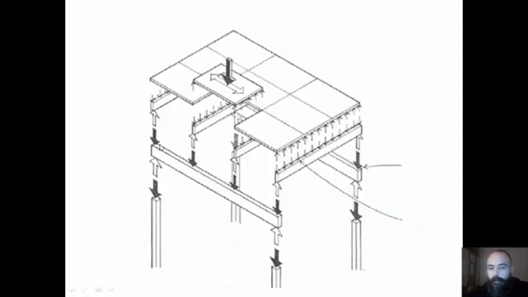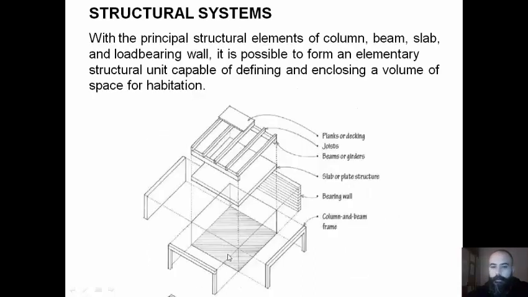This is the main diagram of the load transfer in a structural skeleton frame building. Loads of the floors are transferred to the beams and then they are transferred to the columns or posts. With the principal structure elements of column, beam, slab, and load-bearing wall, it is possible to form an elementary structural unit capable of defining and enclosing a volume of space for habitation.